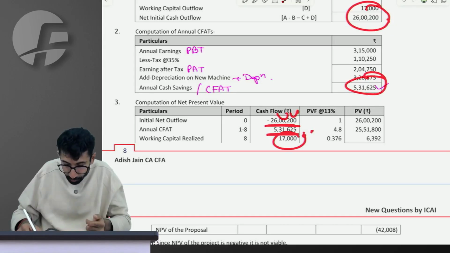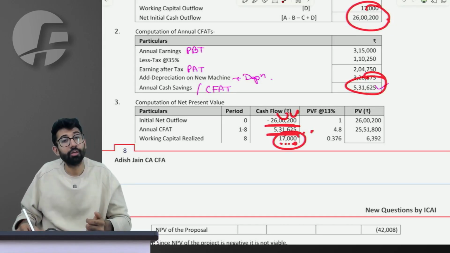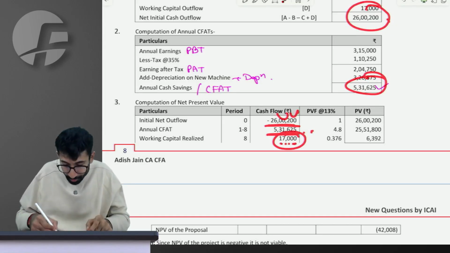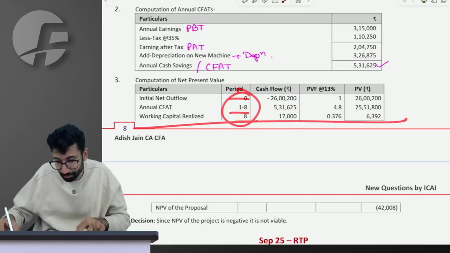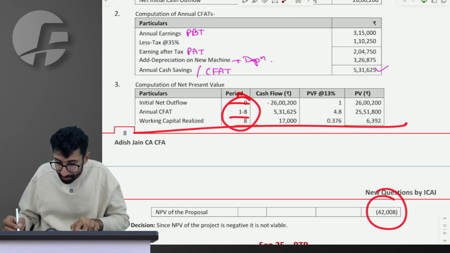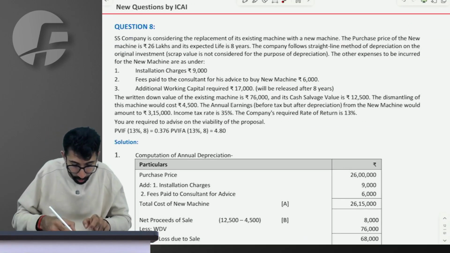531,625. At the end of 8th year, incremental inflow of working capital 17,000. Initial outflow, every year inflow, terminal inflow. When you have all that, the NPV calculation becomes easy. Since the NPV is negative, the project is not viable.